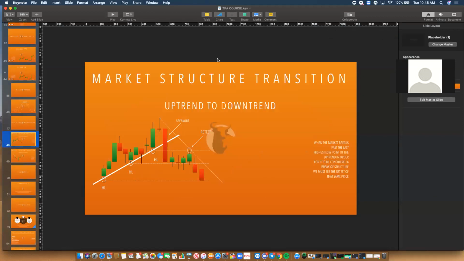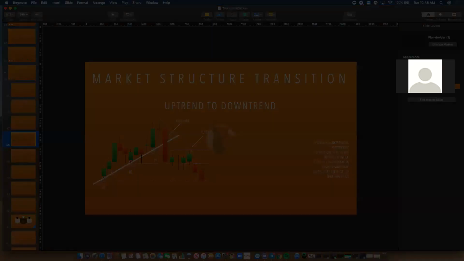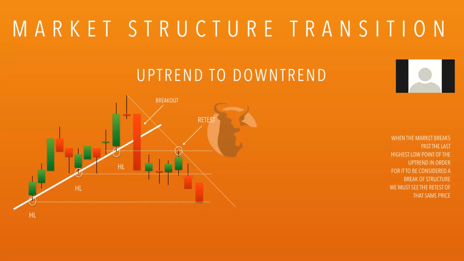So here we have our market structure, right? Pay attention to this right here. What do we have? We have an uptrend, the higher low points, which are the touches to the trend. When the market breaks out of that trend, that's considered a break of structure, or as we call it, a breakout, right? Breakout, yeah.